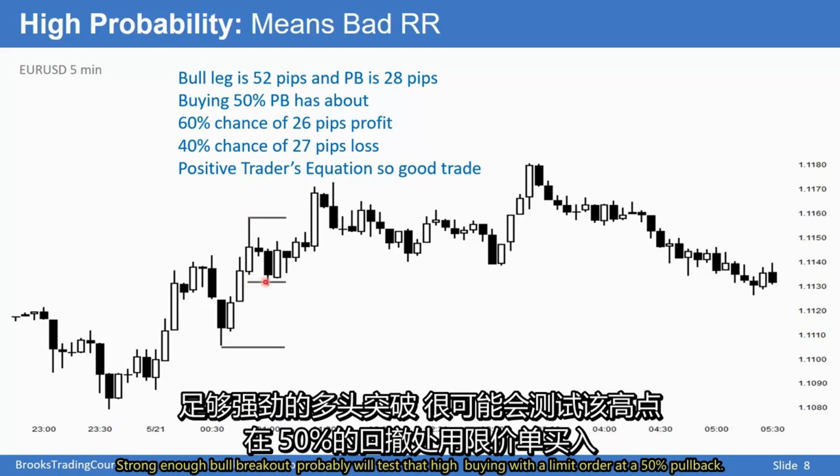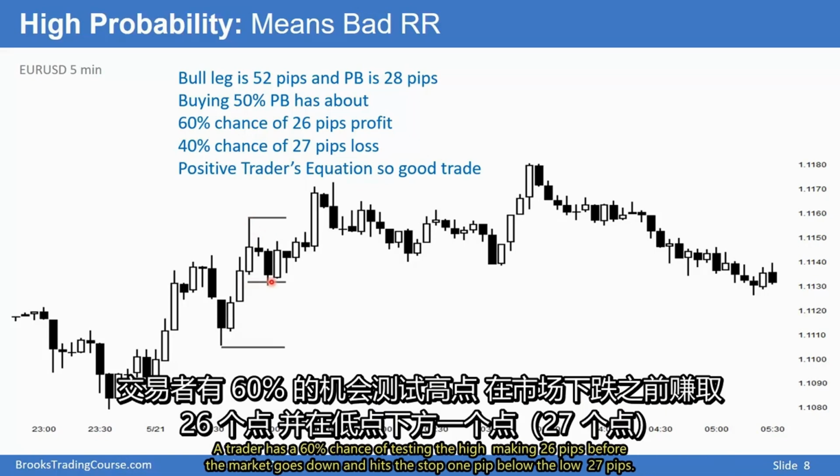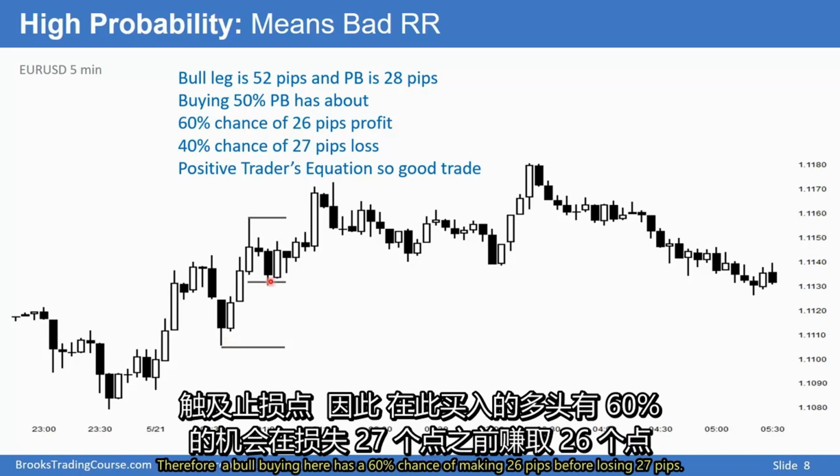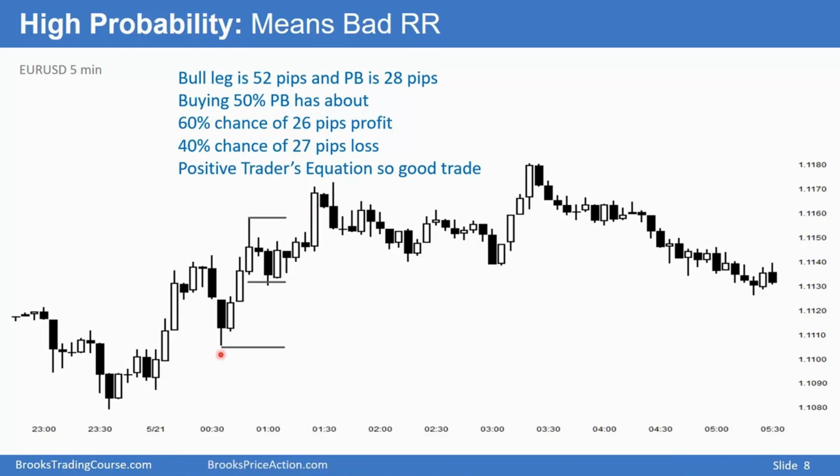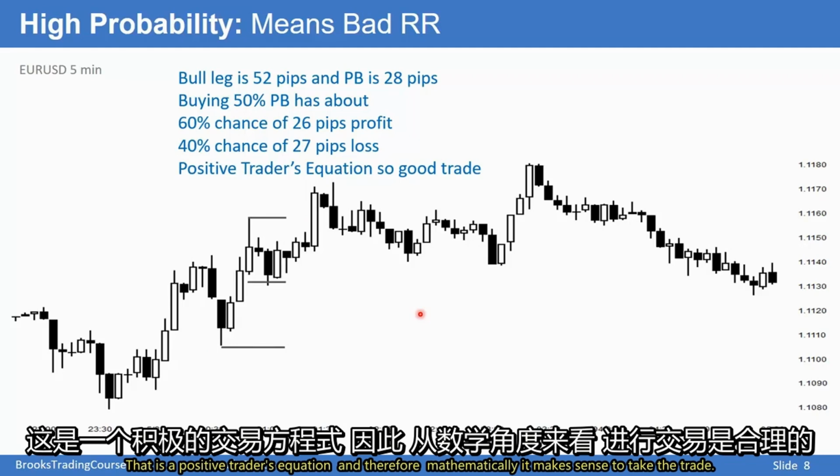Buying with a limit order at a 50% pullback, a trader has a 60% chance of testing the high, making 26 pips, before the market goes down and hits the stop, 1 pip below the low, 27 pips. Therefore, a bull buying here has a 60% chance of making 26 pips before losing 27 pips. That is a positive trader's equation, and therefore, mathematically, it makes sense to take the trade.